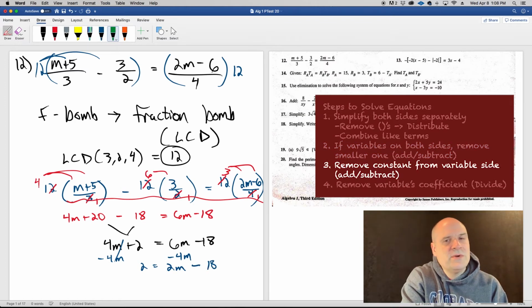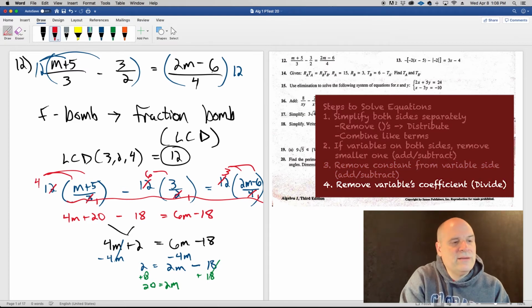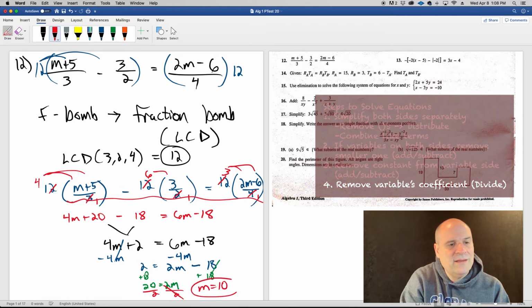Third step to solving equations is to get rid of the constant on the variable side. This time the variable's on the right side, so we're gonna add 18 to both sides. So 20 equals 2m. Last step to solving equations is divide by the variable's coefficient. So divide by 2, divide by 2, m equals 10.